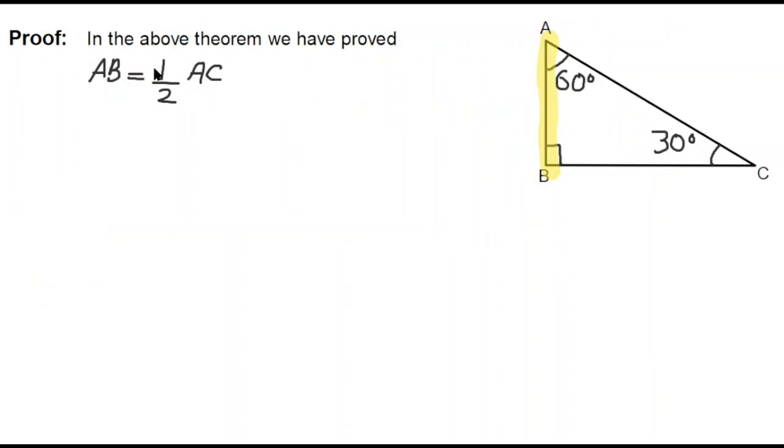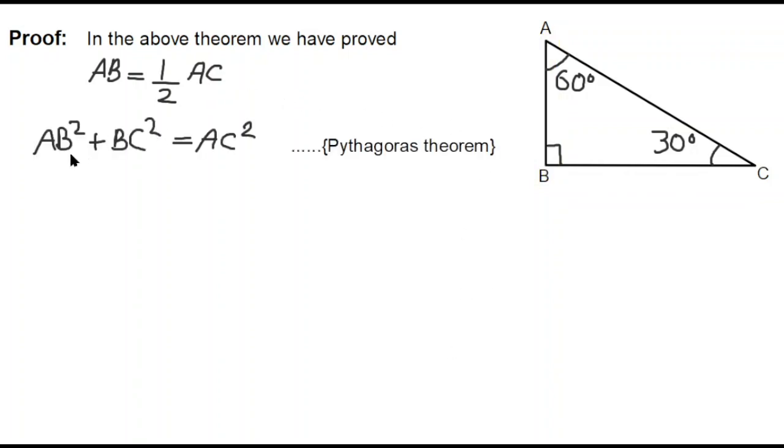The length of the side opposite to the 30-degree angle is half the length of the hypotenuse. So here the first step is, in the above theorem we have proved AB is equal to half AC. Now the next step is AB square plus BC square is equal to AC square. The reason for this is by Pythagoras theorem.